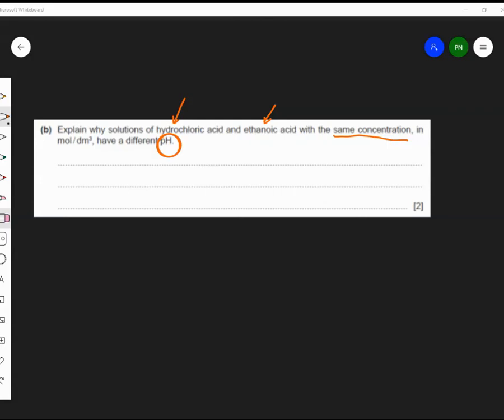Explain why solutions of HCl and ethanoic acid with the same concentration, that's important, have different pHs. Let's answer it beautifully. Anyone? No one. I think everyone's tired. Right, so let me answer it in red. Hydrochloric acid is a strong acid, and since... Yeah, but that would probably give you one mark.